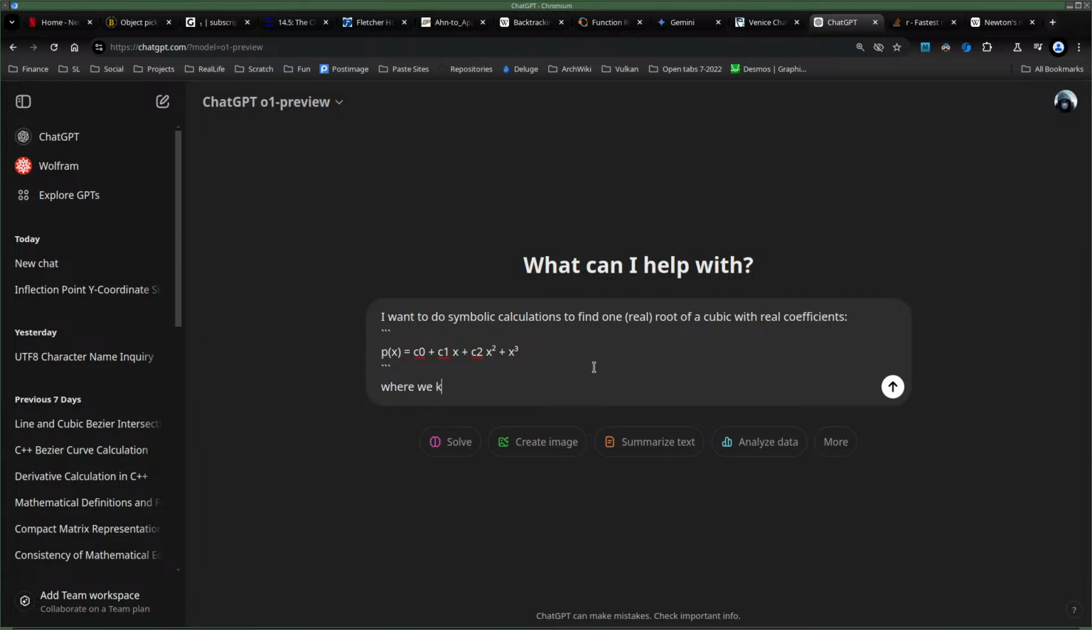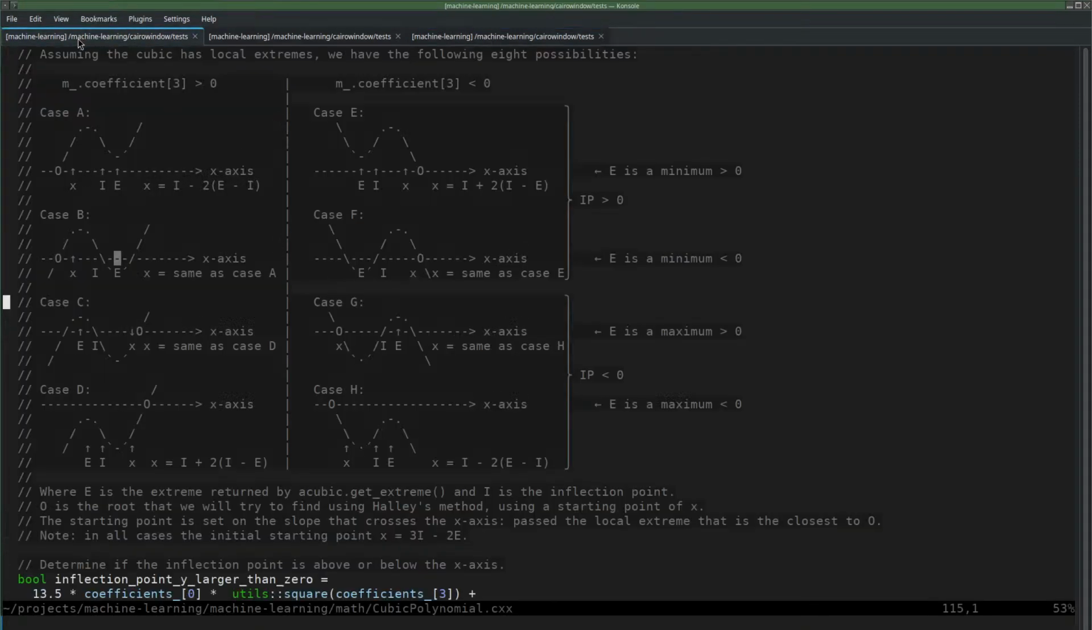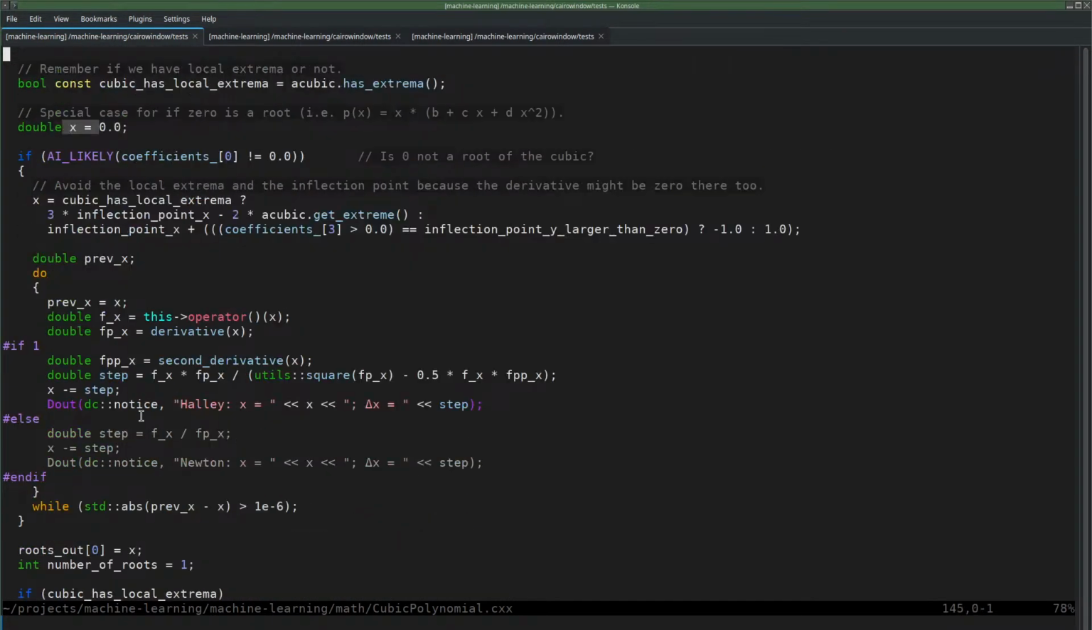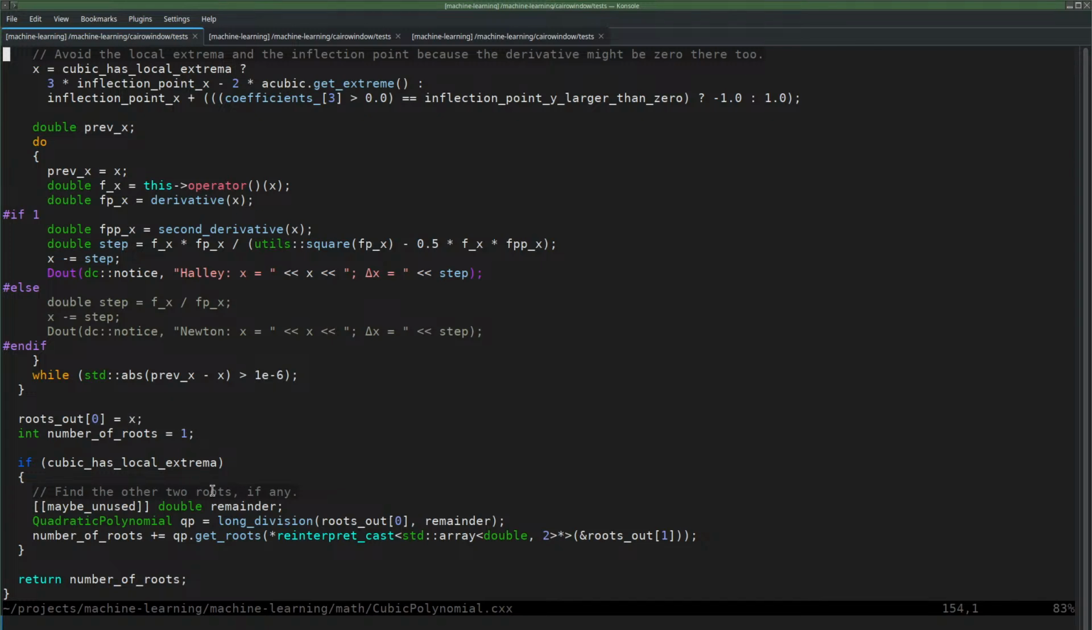Where we know, where C0 is unequal 0. So it's tested already. I mean, if C0 is 0, then the root is 0. I'm not doing any Newton-Raphson or Halley algorithm in that case. Just if this is true, then we skip it, and I just use x is 0 as first root, and then this is mathematical. You do a long division and then get the other two roots. That works flawlessly.